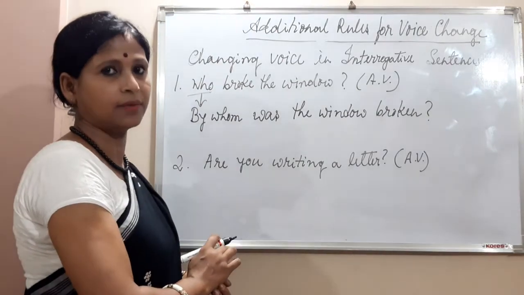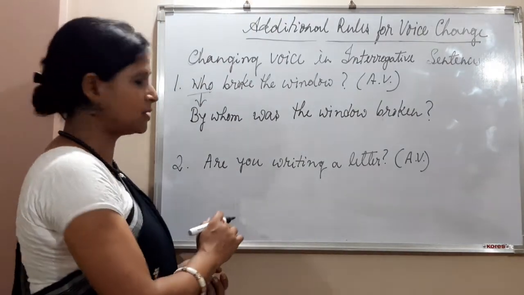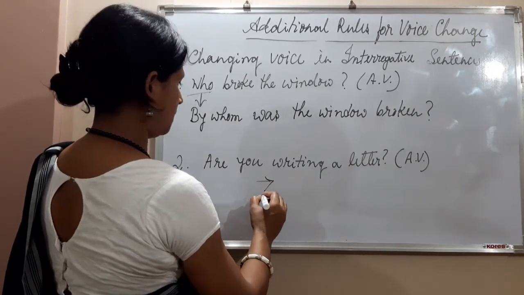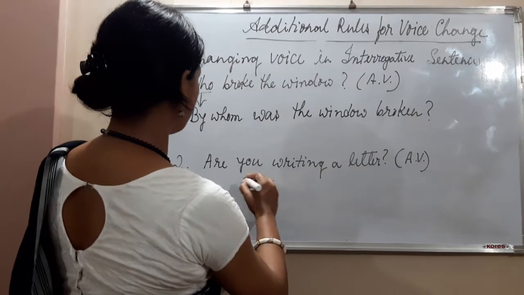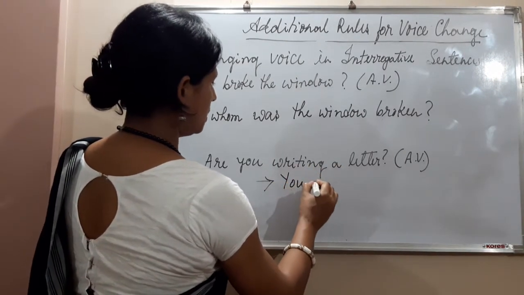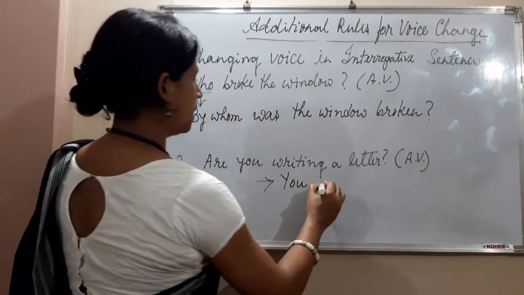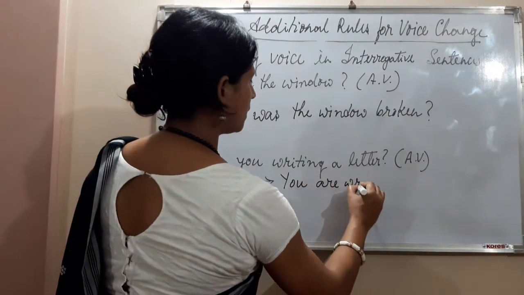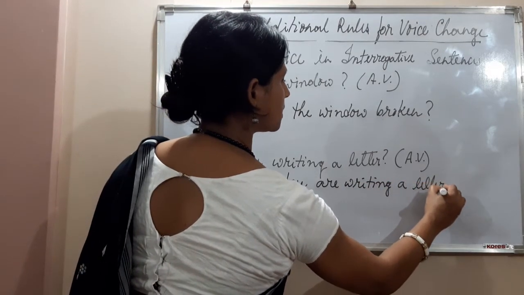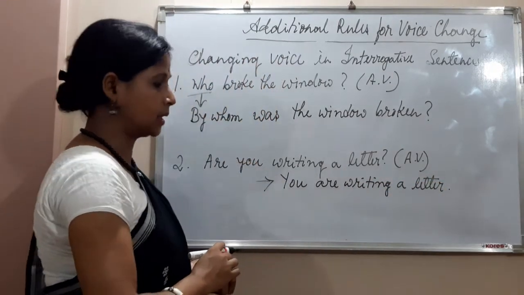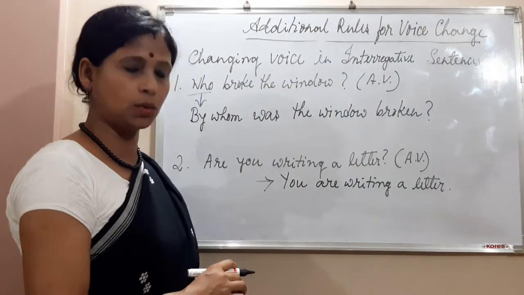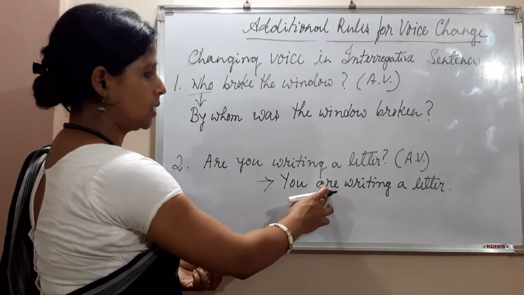If it's very difficult for you to change the voice to passive form in such interrogative sentences, I suggest you can write in 2 steps. Are you writing a letter? It's okay. Let us change it to assertive form. You are writing a letter. You are writing a letter. Is this difficult for you to change it to passive? I think no, because we know the rules. You are writing a letter.